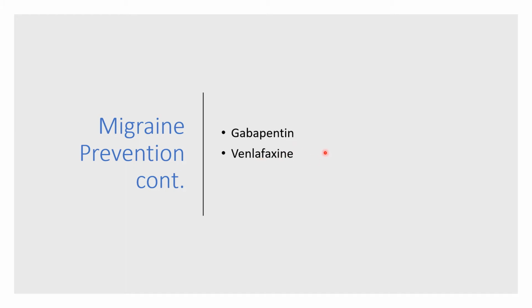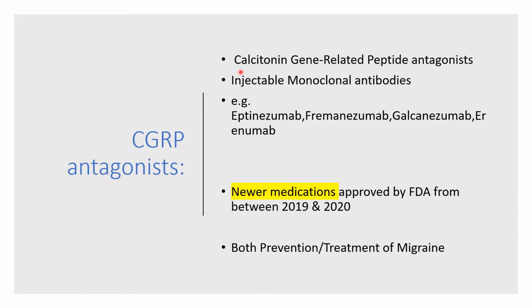Gabapentin and venlafaxine, all this could be helpful, but then we'll go over the side effects as well. Now, there is CGRP antagonist, that is calcitonin gene-related peptide antagonist. They are injectable monoclonal antibodies, and examples are right here, and even more. They are newer medications, already approved in the US by the FDA from 2019 and 2020. So they are new and already approved for both prevention and treatment of migraine headache.